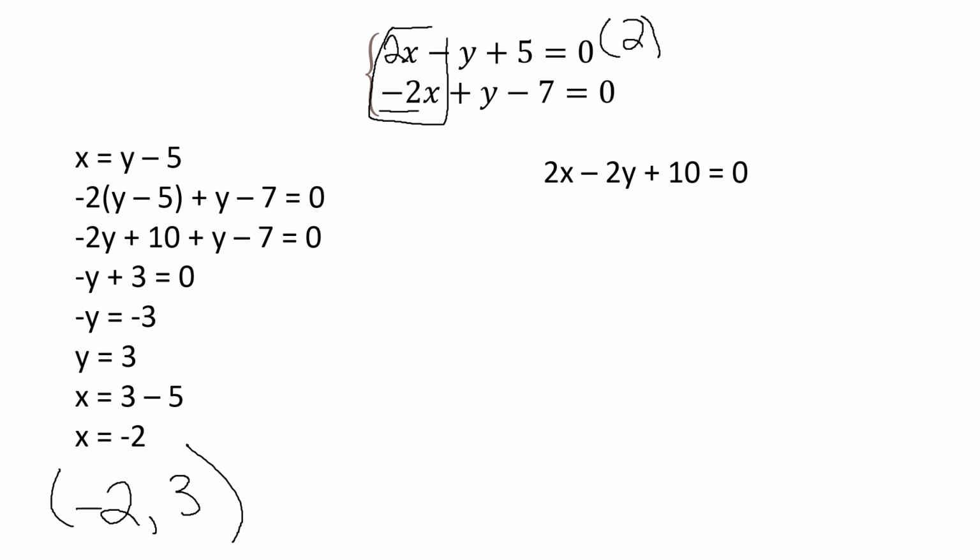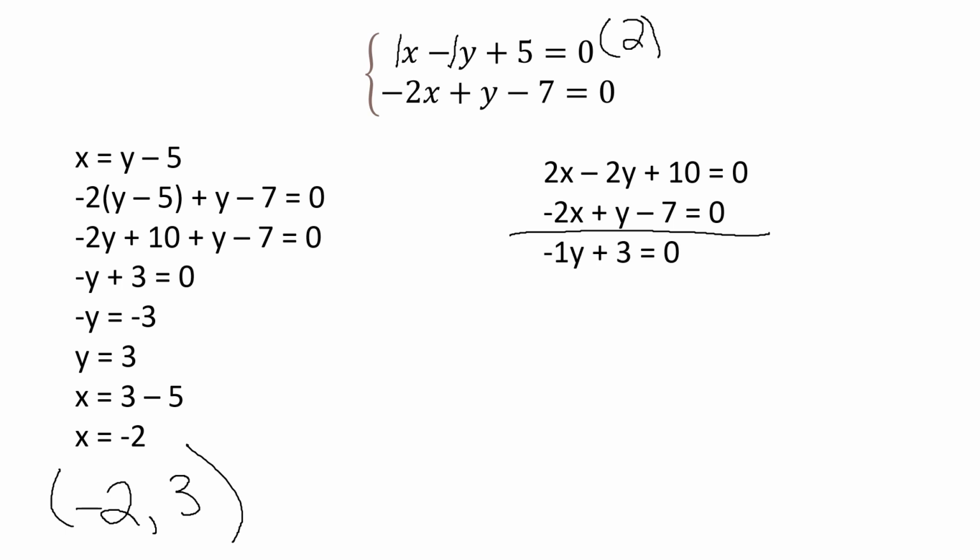Let me kind of clean this up so we can see. 2x, because there's an understood 1. Understood negative 1, so 2 times negative 1 is negative 2. 5 times 2 is 10. And then obviously 0 times 2 is just 0. Keep the bottom equation. I don't need to change that one. If I needed to, I could multiply the bottom equation by something, but in this case, I don't have to. Draw a line right here.